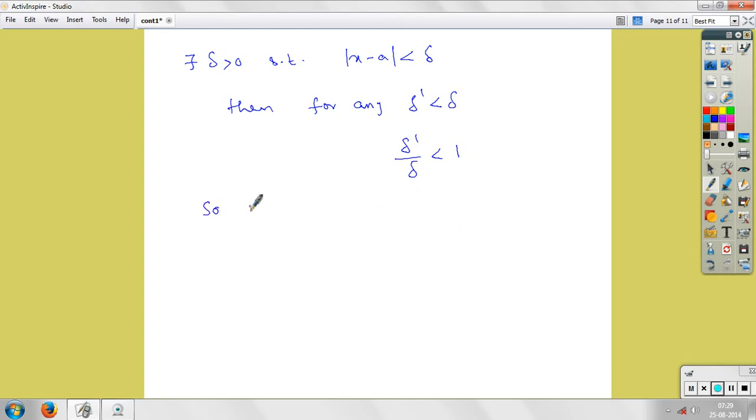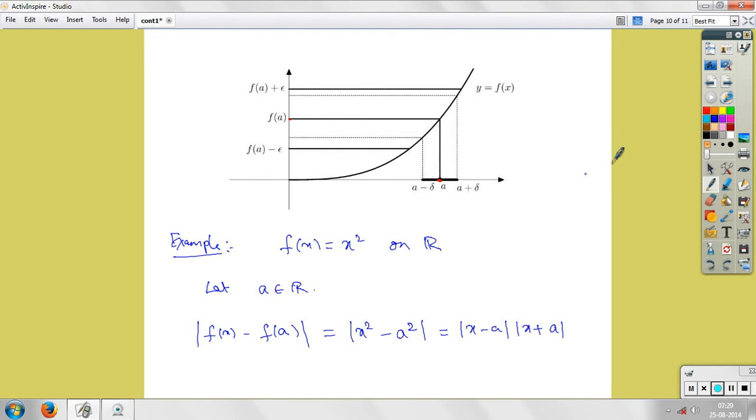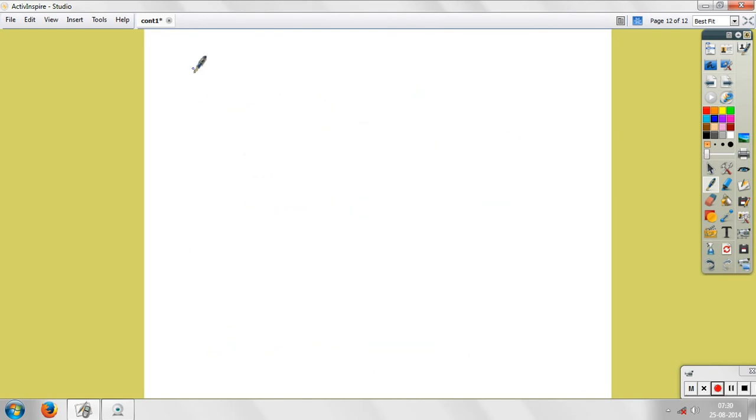So assume that mod x minus a is less than 1. Okay, then mod x, same as mod x minus a plus a, is less than or equal to mod x minus a plus mod a, which is less than 1 plus mod a, and mod x plus a is less than or equal to 1 plus 2 times mod a. So now if you go back, mod f of x minus f of a is equal to mod x minus a into mod x plus a, which is less than mod x minus a into 1 plus 2 times mod a.